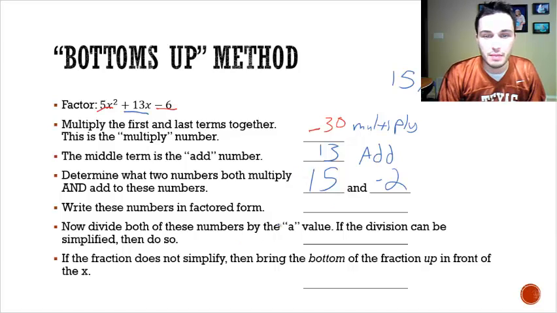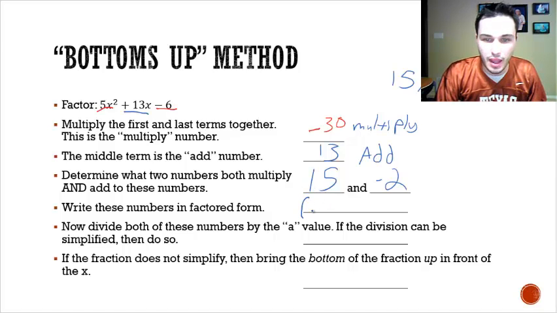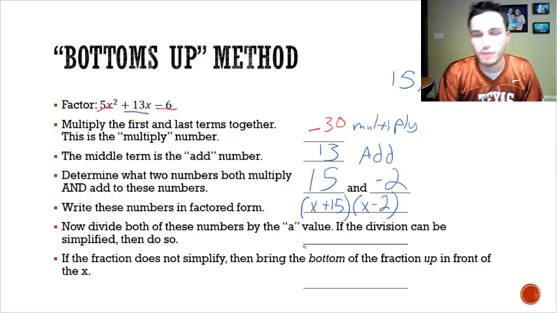Now that I've got these numbers, I'm going to write this in factored form. Factored form is just going to be two binomials. In this case, 15 is positive, so I'll write x plus 15. That's one of my factors. And the 2 here is negative, so I'm going to write that as x minus 2. And this is what I mean by factored form. I'm just putting it in parentheses with an x, and if it's positive, I write a plus. If it's negative, I write a minus. So this is factored form here.